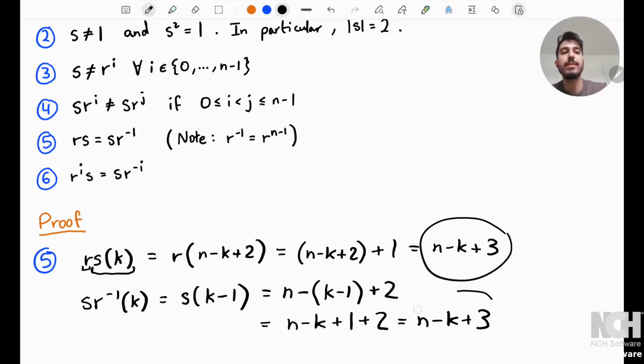So we have the same resulting position produced by these two different transformations on the same K. And this applies for any K. That means that these two transformations are in fact equal.